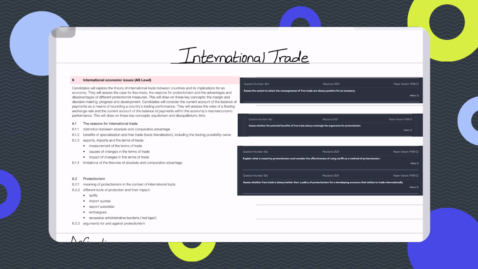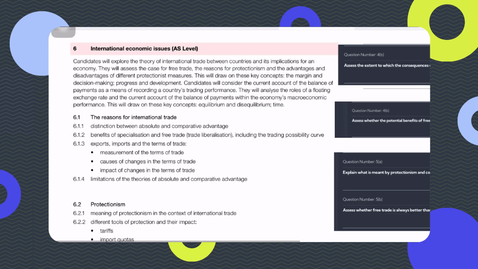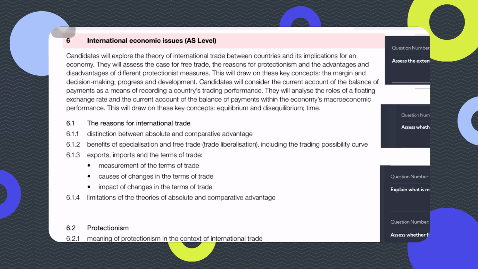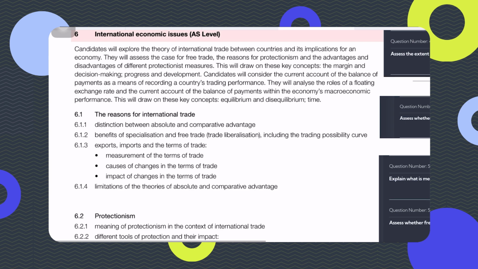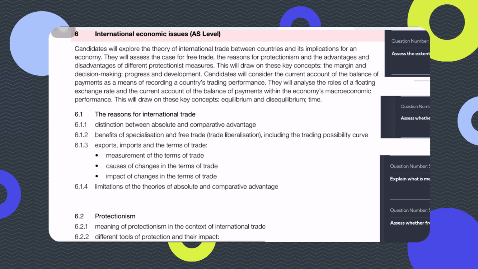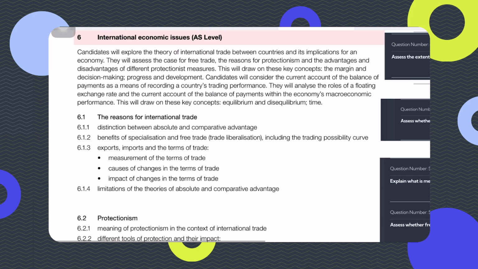As far as the syllabus is concerned, we need to know what absolute and comparative advantage are. Comparative advantage primarily forms the basis of international trade, David Ricardo's theory of comparative advantage. We're going to be looking at this concept with numerical examples, and we'll also learn what the trading possibility curve is.